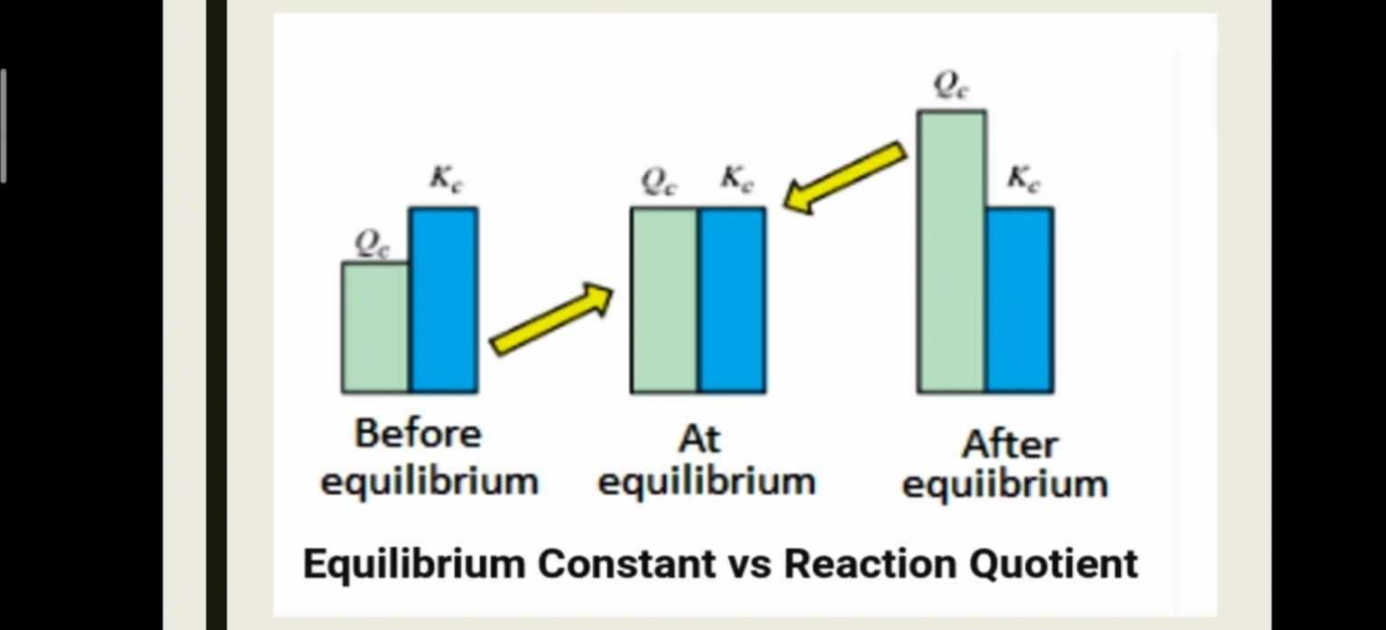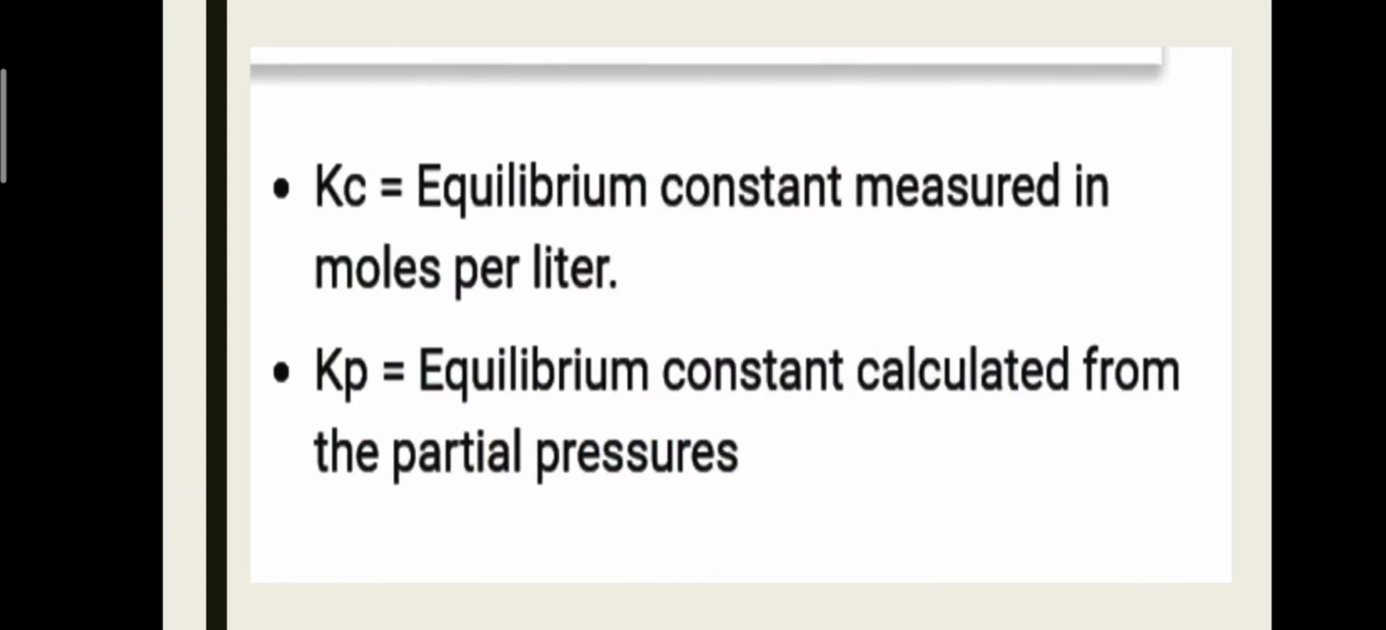Now, the equilibrium constant versus reaction quotient. Kc is the equilibrium constant measured in moles per liter. Kp is the equilibrium constant calculated from the partial pressures.